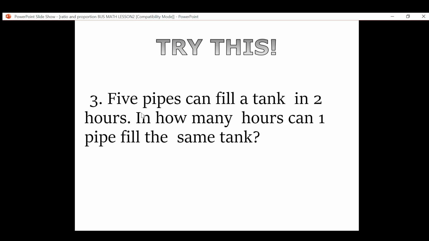Okay, can you try this, class? You can pause the video and answer it. The question is, 5 pipes can fill a tank in 2 hours. In how many hours can one pipe fill the same tank?